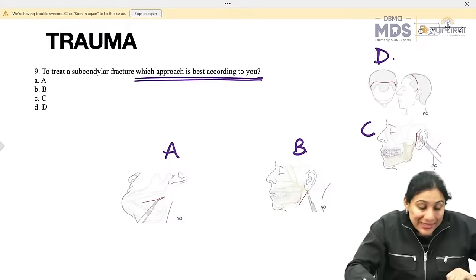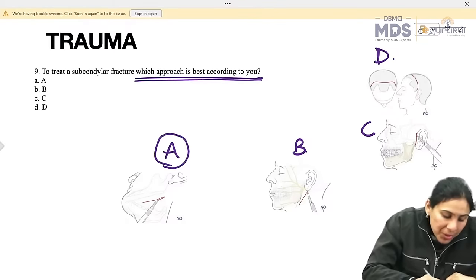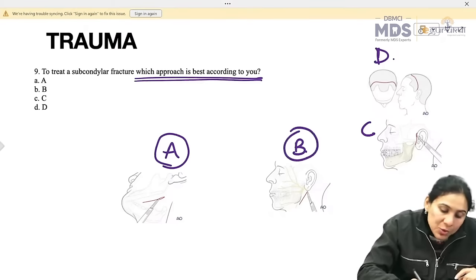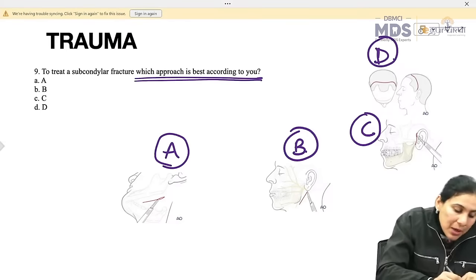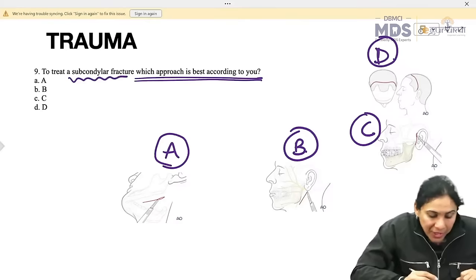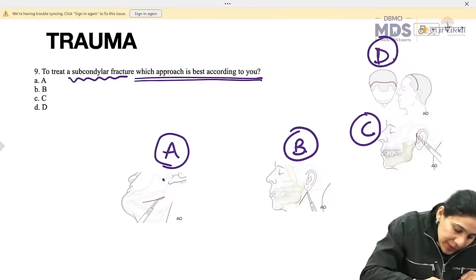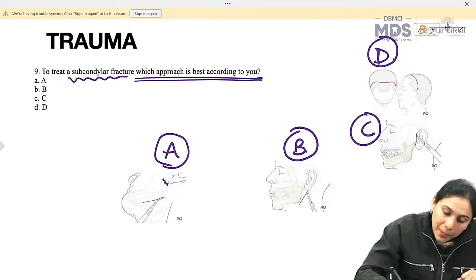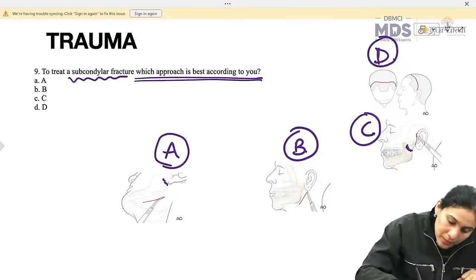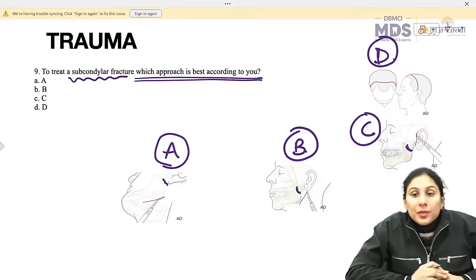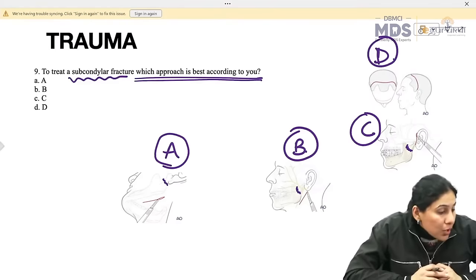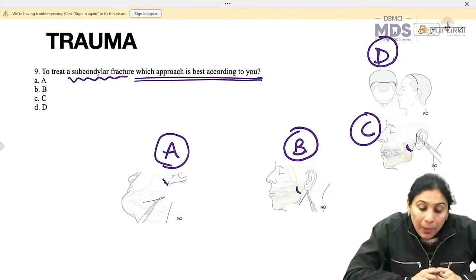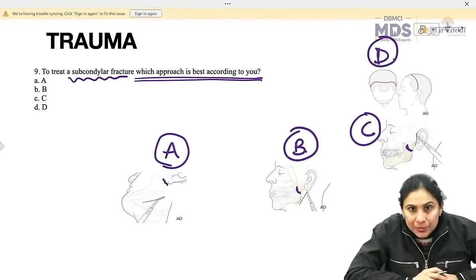Now come on, tell me, what is the name of approach number A? What are the names of A, B, C, D? And what is the answer? Which is the best approach for a subcondylar fracture? What is the best approach for a subcondylar fracture? So, macrophage is saying that answer should be C, pre-auricular incision.